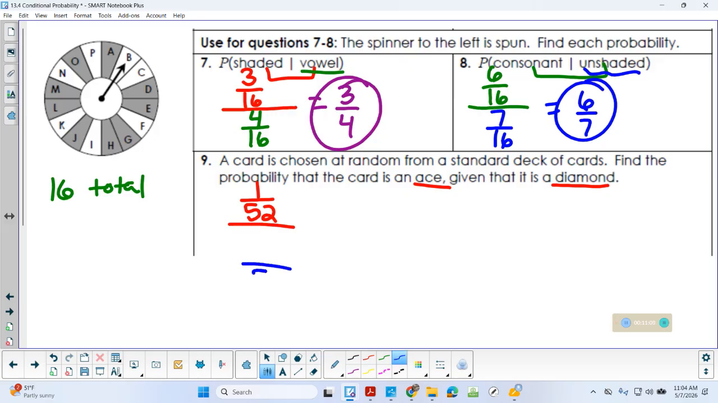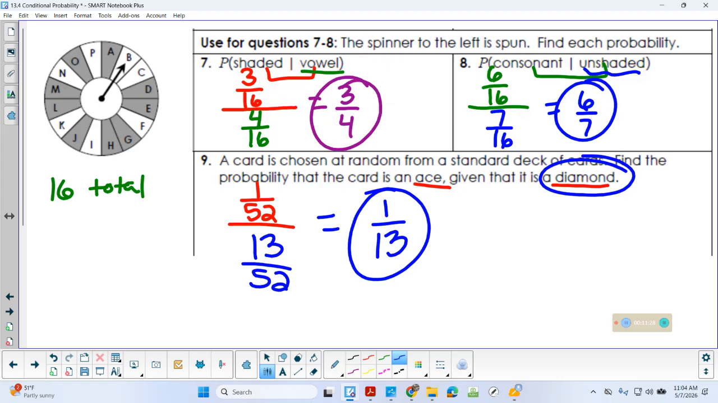Okay, 52. Now, your second, remember, is the probability of the second event. What's the probability that it's a diamond? How many diamonds are in the deck? 13. We know the shortcut, the 52s cancel. We are left with 1/13. So wordy. It's so wordy. Love it, hate it, all the things.